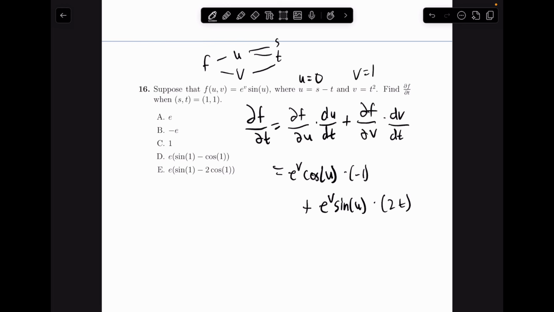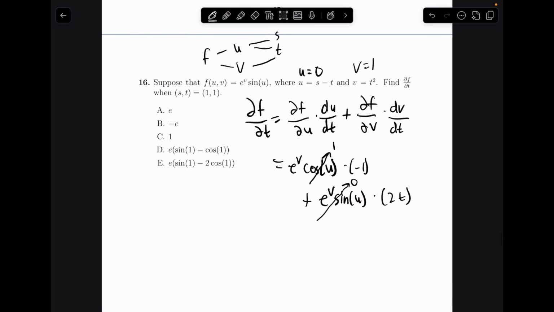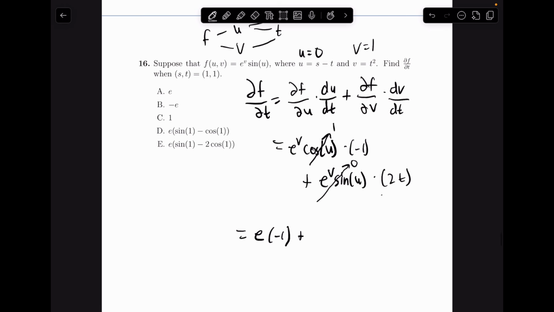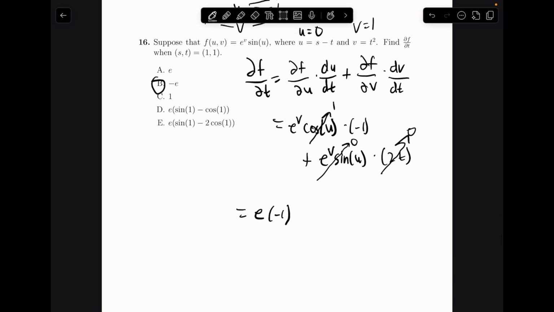Okay, that helps a little bit. Well, we know cosine 0 is going to be equal to 1, so this whole thing goes to 1, and then sine 0 is going to be equal to 0. So this whole thing is actually just gone. So we're left with e to the 1 power, and then times negative 1, so negative e, and then plus, actually this thing goes away too. So really we're just left with negative e, and that is answer B. That's pretty nice, actually. I like that. Okay.